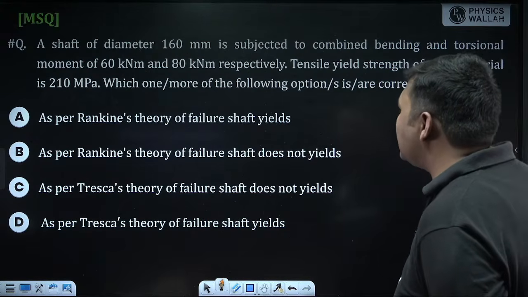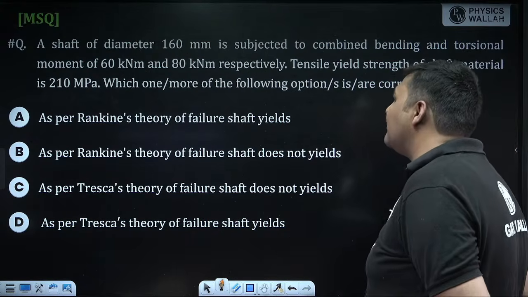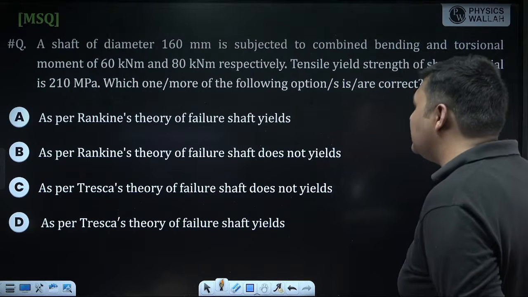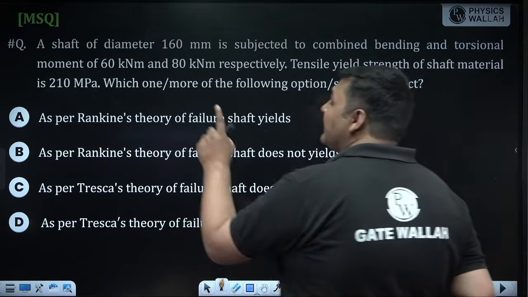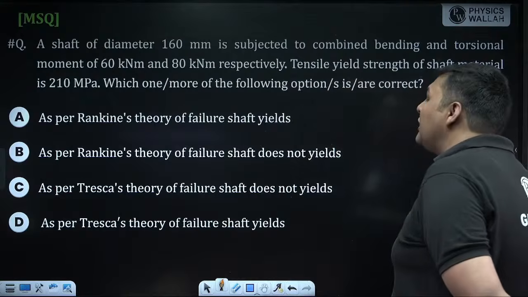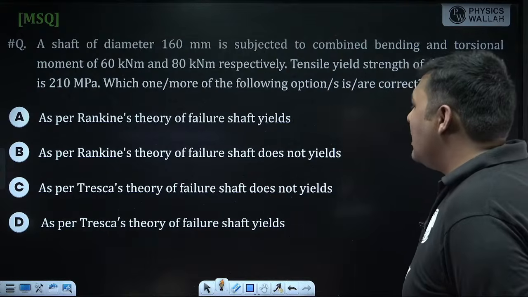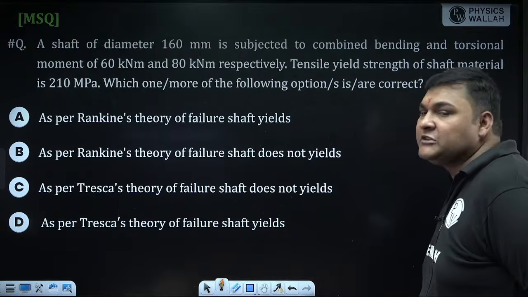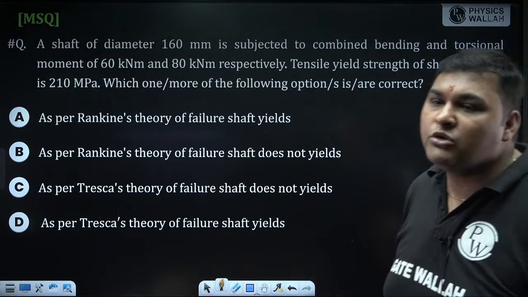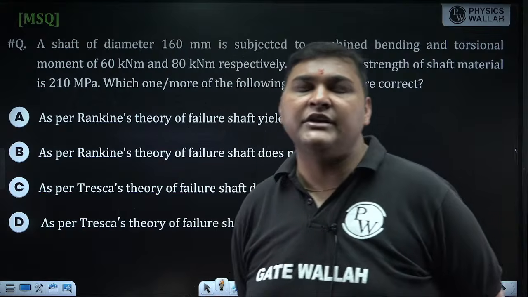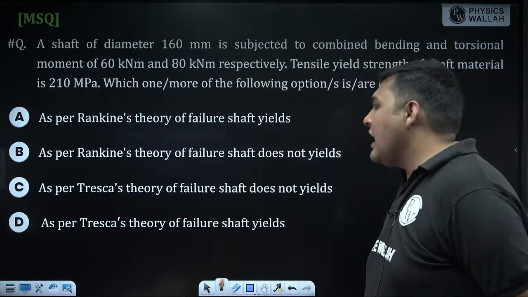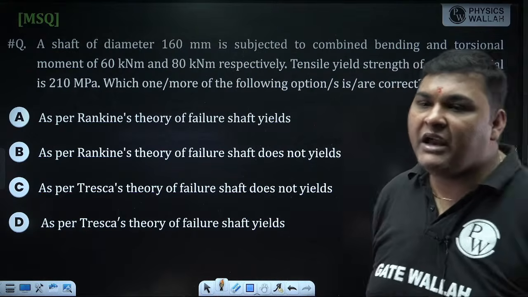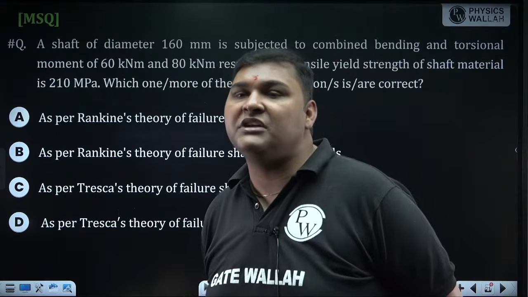In option A, the examiner is saying as per Rankine theory of failure, the shaft yields, meaning yielding is starting, but as per Rankine's theory. B is saying it will not yield. Okay. C is saying as per Tresca's theory of failure, shaft does not yield. D is saying as per Tresca's it will yield. So we have to check first as per Rankine. In Rankine, the criteria of failure is maximum normal stress, and second we have to check as per Tresca. In Tresca, the criteria of failure is maximum shear stress.